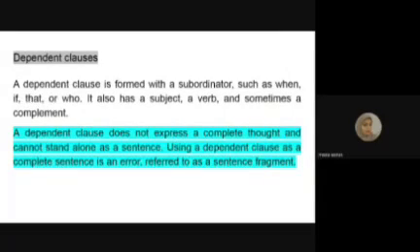Sometimes, because of the interference of the Arabic language, you know, some students commit such kind of errors.